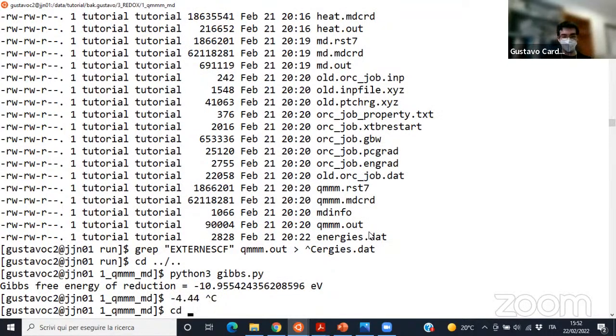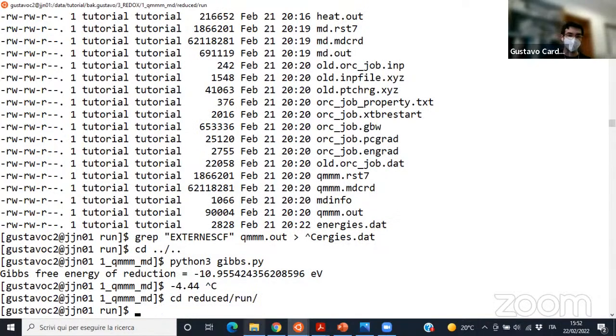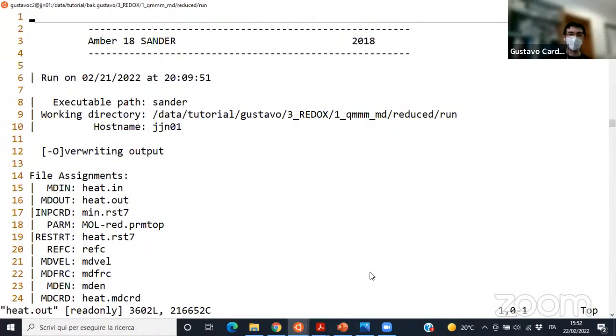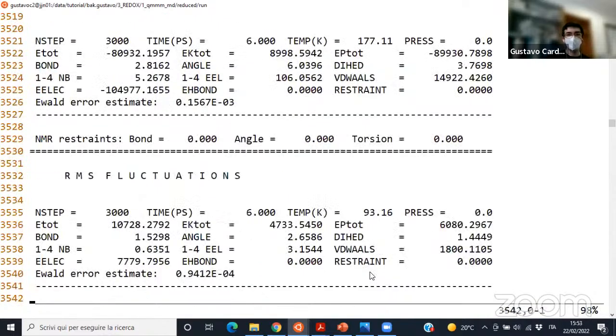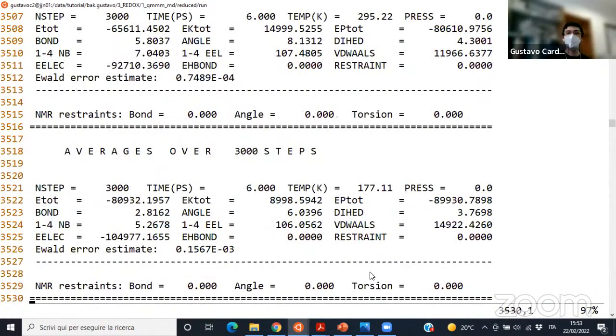The second thing is to see whether you're actually running at the right temperature and whether you have actually equilibrated your system properly. So let us just take a look at, for example, the reduced run simulation. We go there, and let's open up just the heating, heat.out. Let's go all the way down. Let's look for the final temperature.